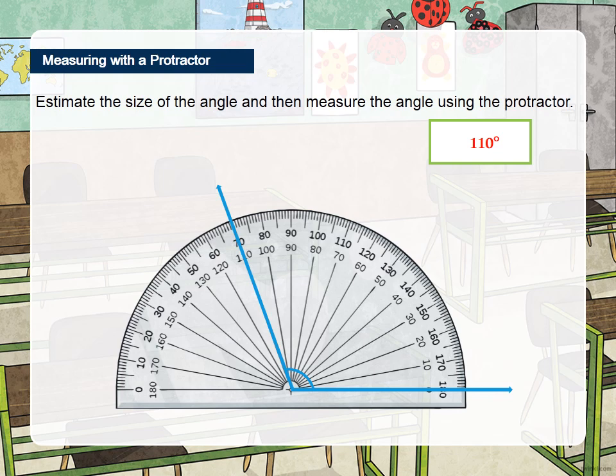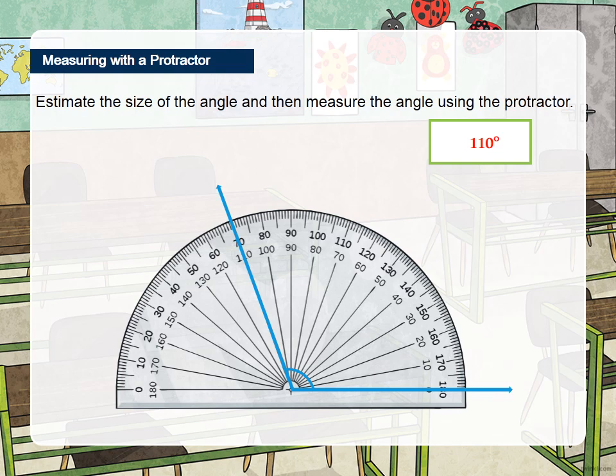Okay, this is the protractor, and then we place it properly. Put the point and the cross exactly at the point of this angle, and we count from 0: 10, 20, 30, 40, 50, 60, 70, 80, 90, 100, 110. So the second line of this angle is pointed exactly to 110.